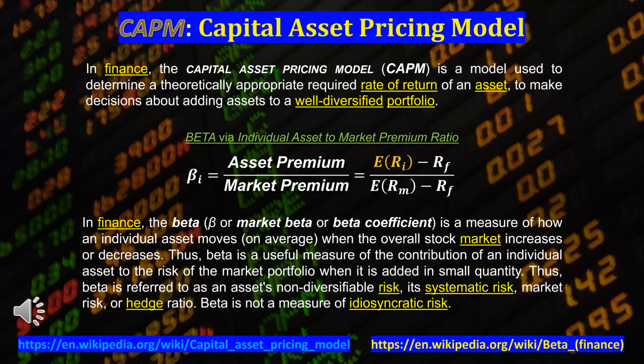Dividing the asset premium by the market premium derives the actual portfolio beta. In finance, the beta, or market beta, or beta coefficient, is a measure of how the individual asset moves on average when the overall stock market increases or decreases. Beta is a useful measure of the contribution of an individual asset to the risk of the market portfolio when it is added in small quantity. Beta is referred to as an asset's non-diversifiable risk, systematic risk, market risk, or hedge ratio. Beta is not a measure of idiosyncratic risk.